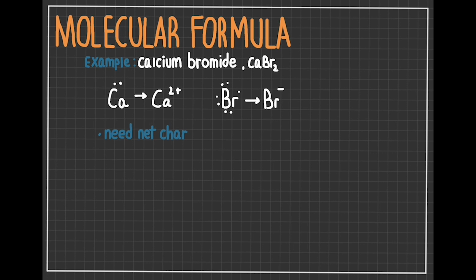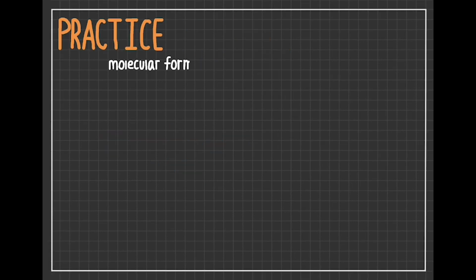In most ionically bonded molecules, the net charge must be 0. With 1 calcium ion, you have a 2+ charge, and 2 bromine ions provides a -2 charge, canceling each other out and giving us a net charge of 0, which is exactly what we want. Let's do a practice. Think about the molecular formula for barium phosphide.